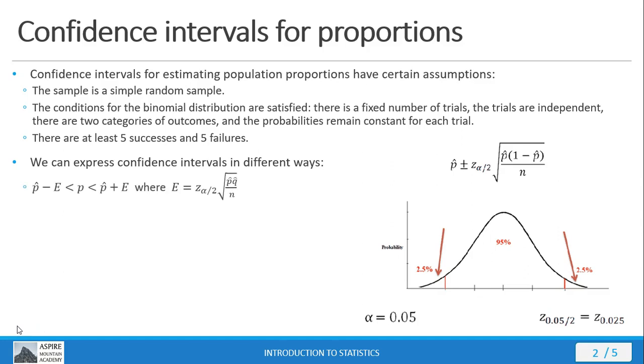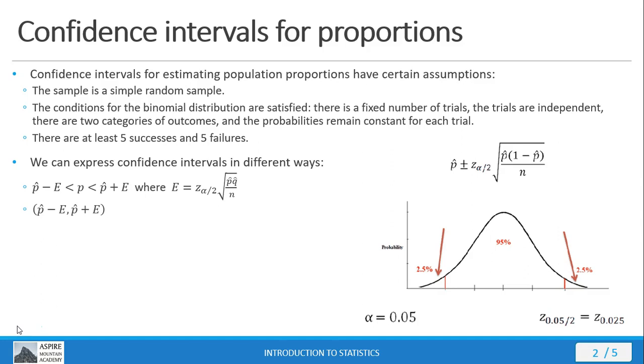Perhaps the most common way is with the format that you see here. So we're going to take our point estimate, which is our sample proportion, and we're going to subtract the margin of error from it to get the lower limit for our CI, and we're going to add it to get the upper limit for our CI, using the equation for margin of error, which we looked at and examined in a previous mini lecture.